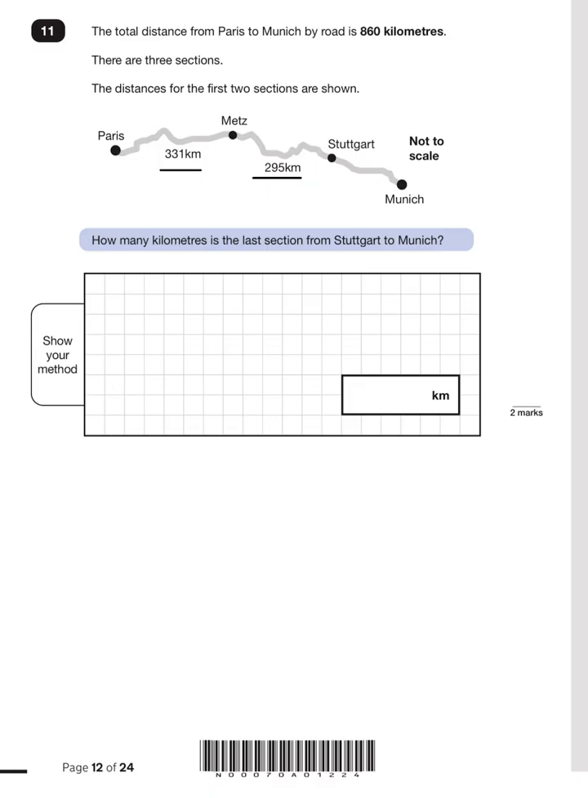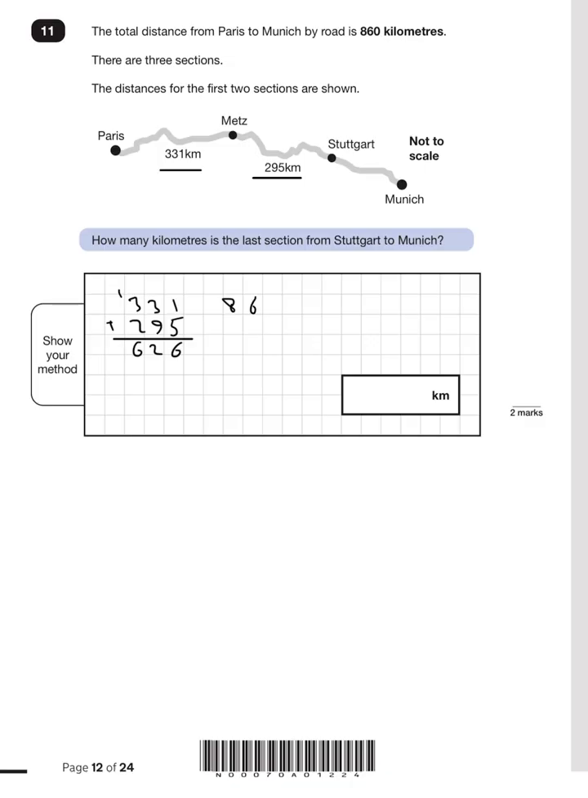So from Paris to Metz 331, from Metz to Stuttgart 295. We've got 1 part left. So I'm going to add 331 and 295. 1 plus 5, 6, 3 and 9 is 12, 5, 6, 626.